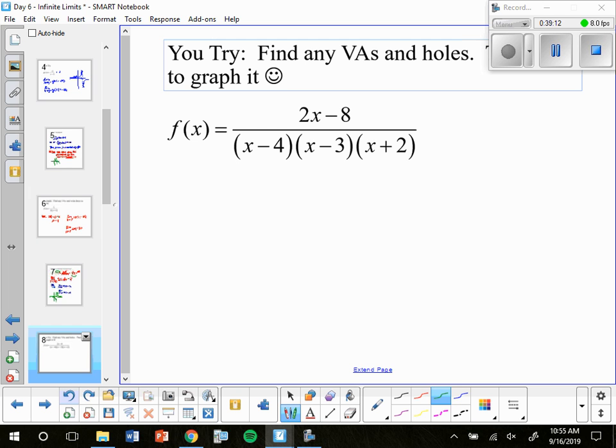Yes, 0 over 0, that's when it's a hole. A number over 0, that's when it's a vertical asymptote.